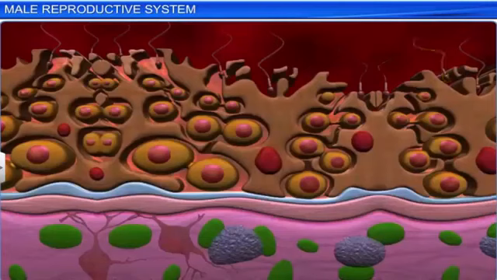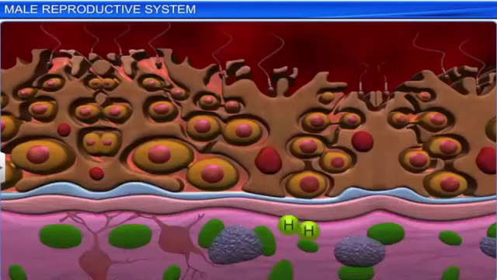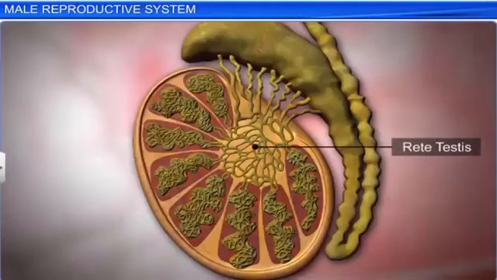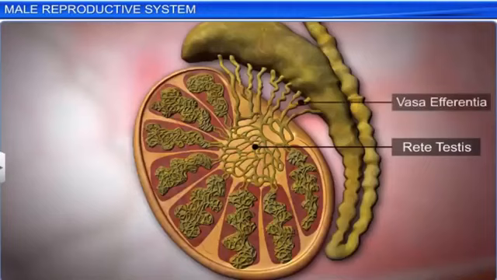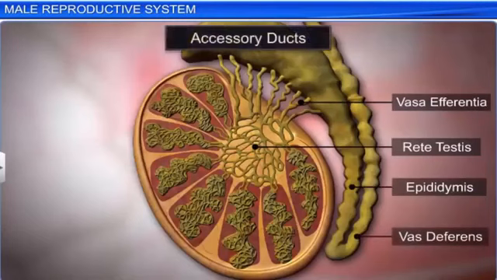The regions outside the seminiferous tubules contain blood capillaries and nerve fibers, and small groups of large glandular cells called interstitial cells or Leydig cells. Leydig cells synthesize and secrete testicular hormones called androgens. Rete testis, vasa efferentia, epididymis, and vas deferens are the male accessory ducts.